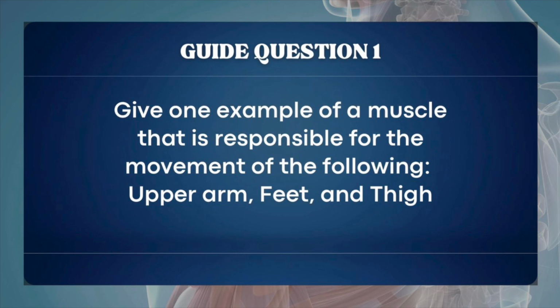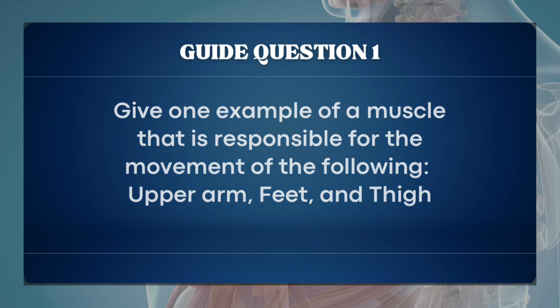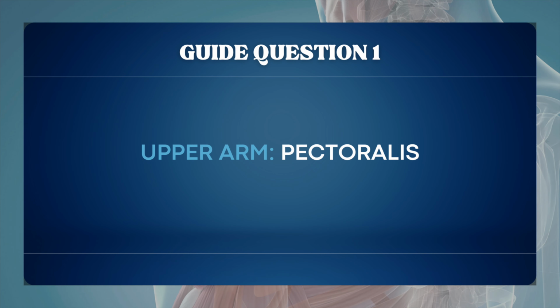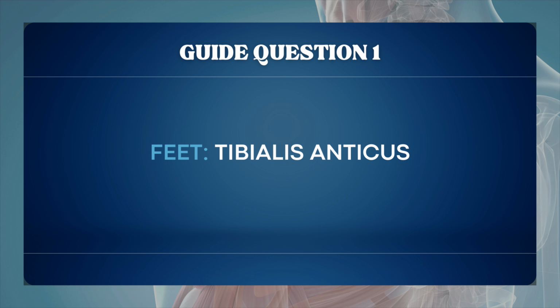For number 1, give one example of a muscle that is responsible for the movement of the following: upper arm, feet, and thigh. For the upper arm, an example of a muscle that is responsible for the movement of this part is the pectoralis. Tibialis anticus is an example of a muscle responsible for the movement of the feet. It originates from the femur and is inserted on the distal end of the astragalus and calcaneus. Additionally, it enables the feet to be flexed.